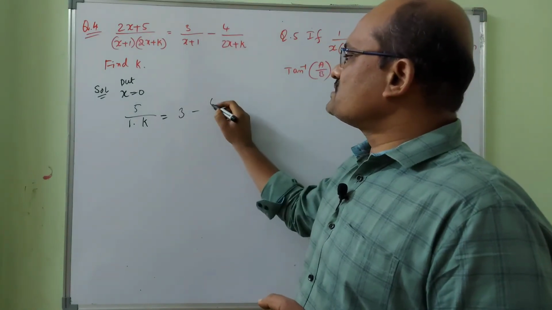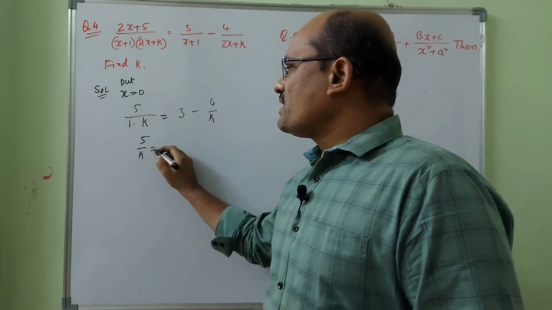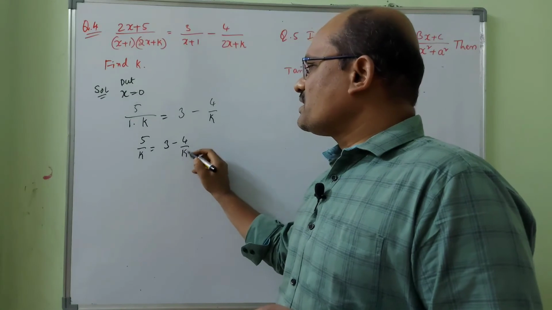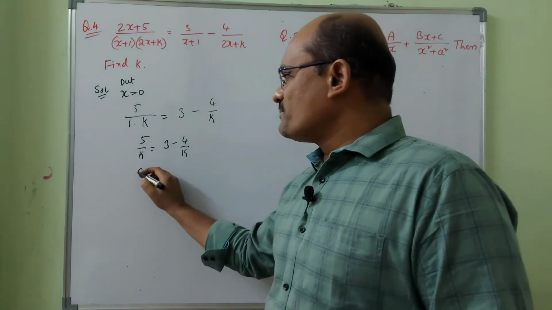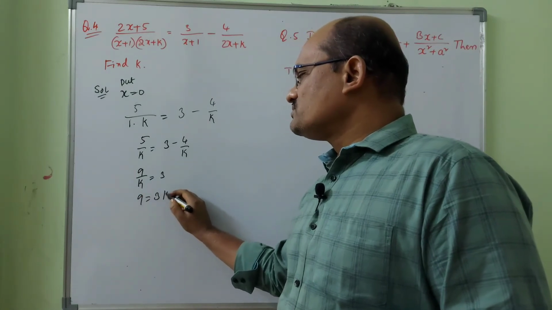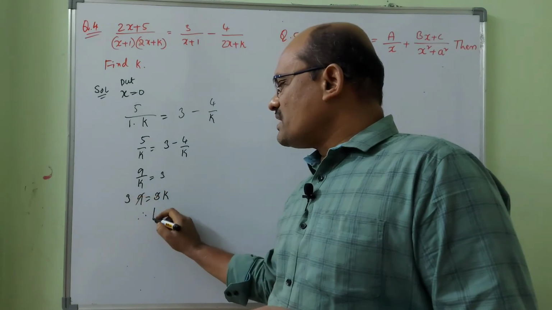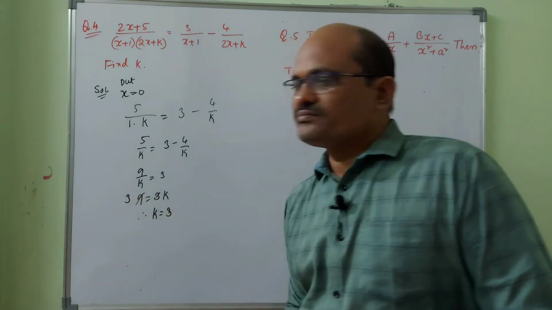Put 0, minus 4 by k you will get 5 by k equal to 3 minus 4 by k. Shift to LHS, you will get 9 by k equal to 3. So 9 is equal to 3k. The 3s are cancelled, so the value of k is 3.